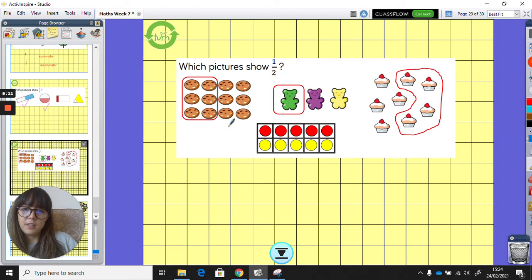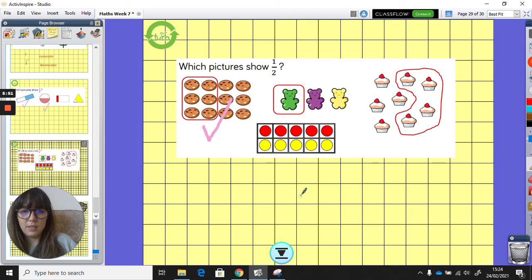Let's look at this one first. I think this is biscuits, isn't it? So 1, 2, 3, 4, 5, 6 biscuits are circled, and 1, 2, 3, 4, 5, 6 biscuits are not. So therefore 6 biscuits are circled, a half of the biscuits are circled. That one is a tick. Let's look at the gummy bears. We have 3 gummy bears here, and one of them is circled. So does that show a half? It doesn't, does it? Because we've got 3. There's one group here, which is 1, and there's another group here, which is 2. That is unequal, so therefore I'm not going to tick that one.